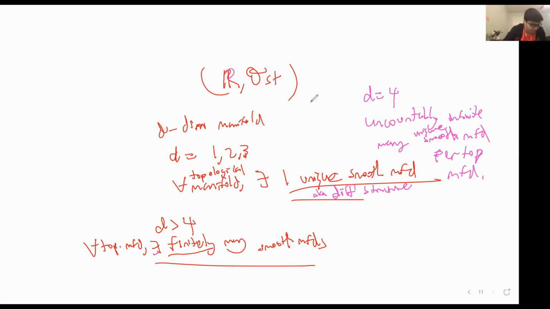Yo, you know what? This should be the new random number generator, like how to make random numbers efficiently. You just pick a manifold. Just pick d greater than 4, pick a random number, and then just be like, okay, how many possible smooth manifolds can we have? Yeah, exactly. All right.